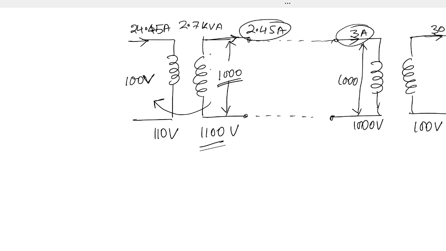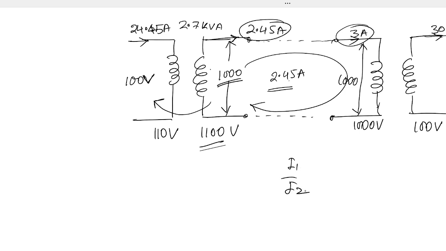So what will be the case here? In this entire circuit, only 2.45 amps current can flow. When we have 2.45 ampere current flowing in the secondary side, as per the transformation of current, we have I1 by I2 as N2 by N1. I1 is unknown, I2 is known to be 2.45 amps, and N2 by N1 is 1100 by 110. So I1 in that case you will get 2.45 into 10, that is 24.5.